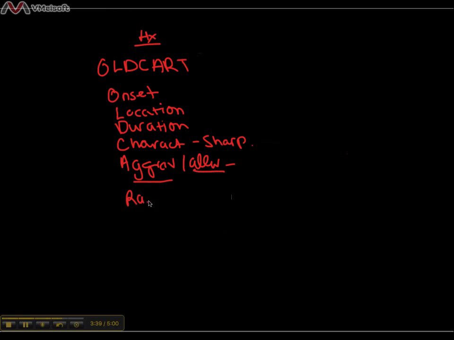Then we have radiation. Where does the pain go to? Does it go all the way down the arm, or does it just stay in that area? T is temporal. Does the pain get worse at night? Is it worse in the morning? It's important to find out these factors. And then S is severity. How bad is this? How bad is it impacting your life? On a scale of 1 to 10, 10 being the worst pain, where is it for you?